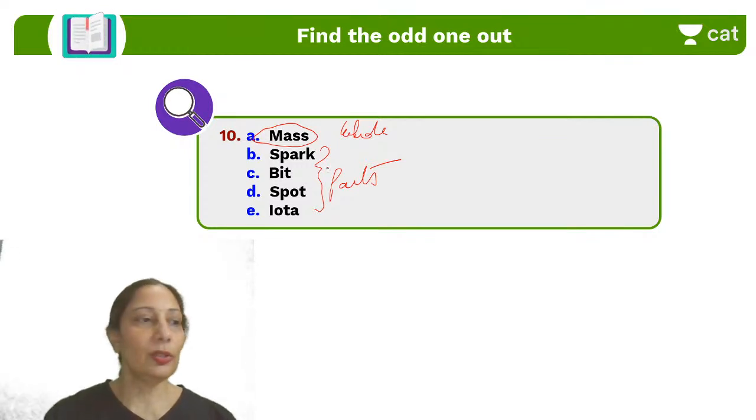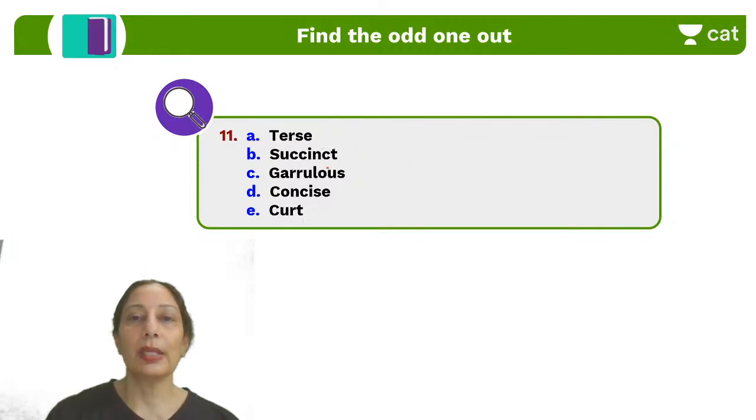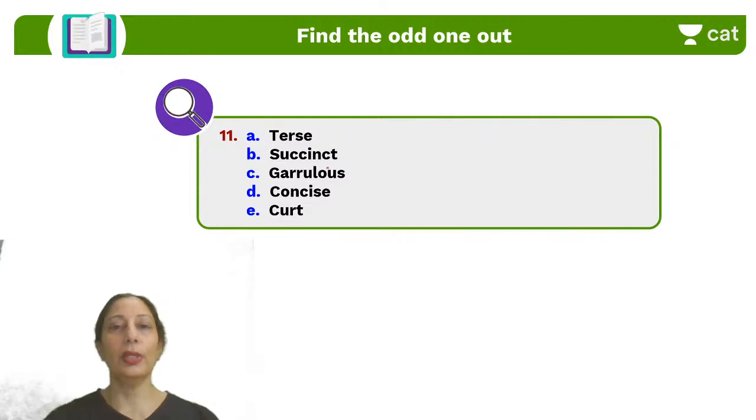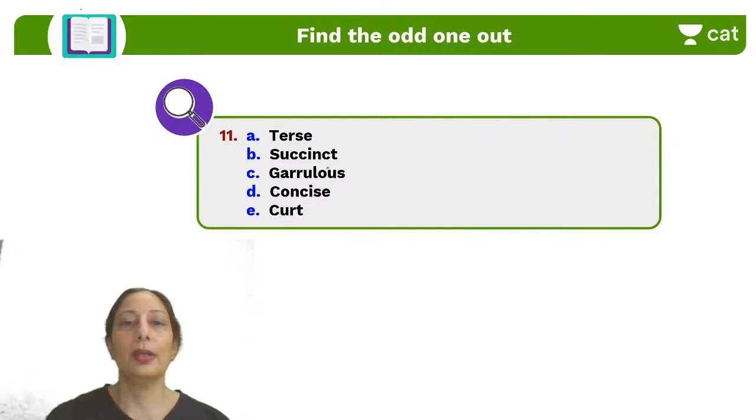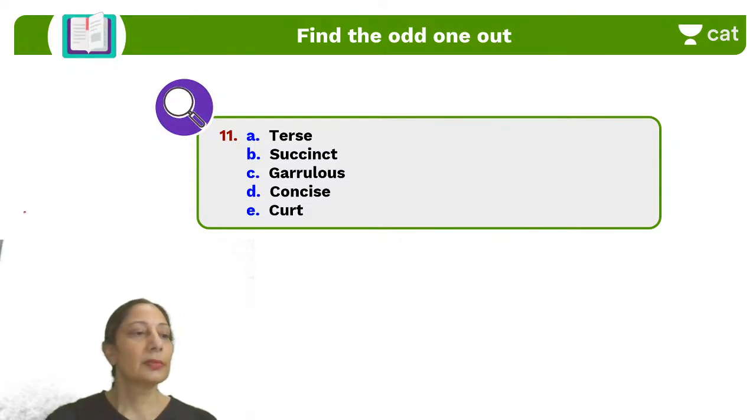Okay, so I think you must have learned at least 20 to 30 words today. I hope, guys, you've written down all the words or taken screenshots of the same. We'll go to the next aspect, next question. Terse, succinct, garrulous, concise, curt. Yes, correct, Kajal, you're right. Others are small amounts. So terse, succinct, garrulous, concise, curt. What is the odd man, guys?